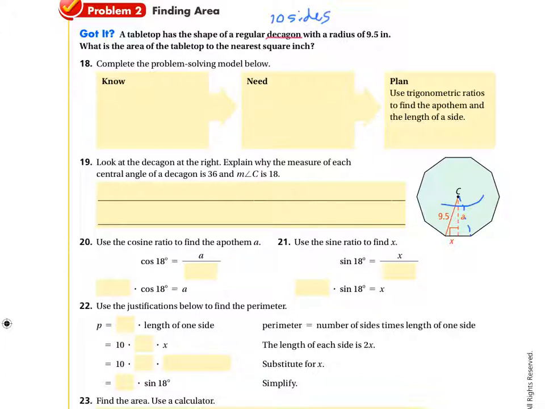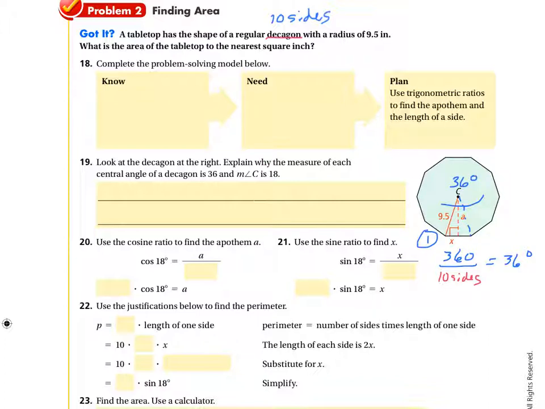All right, so let's go ahead and do that off to the side. So we're going to take 360. So this is step 1. 360 divided by how many sides? 10 sides, which equals what? 36 degrees. So this whole angle from here to here is 36 degrees.